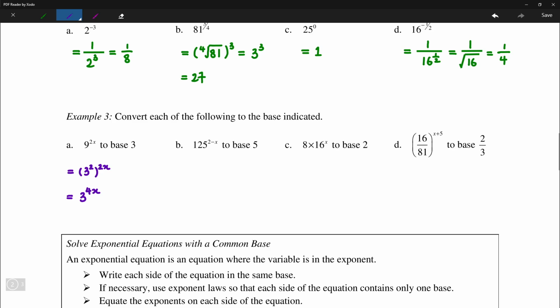Next up, very similarly, instead of 125, we can rewrite that as 5 cubed. And then using the power of a power rule and also the distributive property, we can rewrite this as 5 to the 6 minus 3x power.